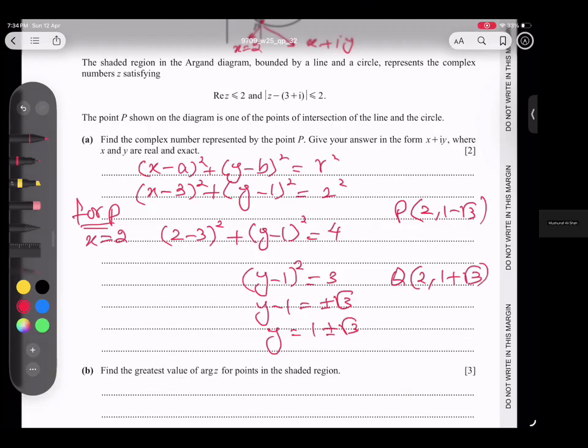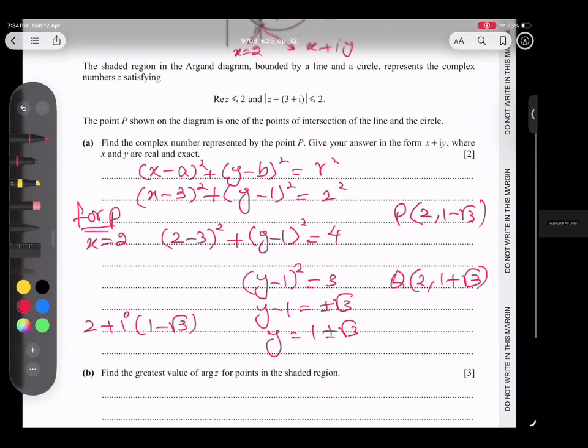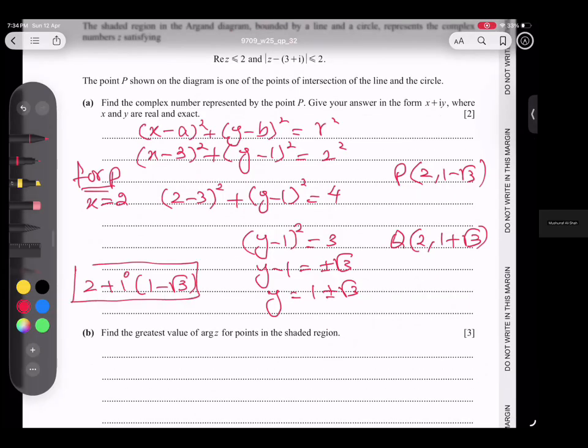He was asking, give me the complex number P, so I have to give it in this form. How to write it, students? x is 2 plus iota, and the y coordinate is 1 minus root 3. Let me check finally: 1 minus root 3. The point is very clear, and this is the x plus iota y answer.